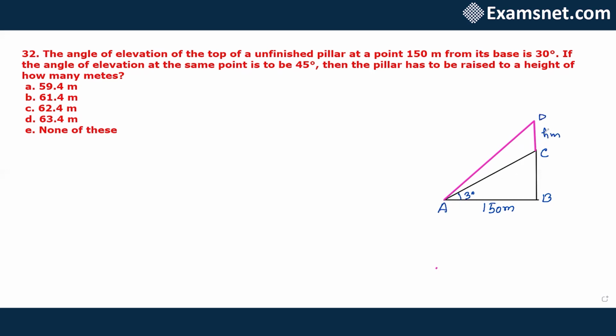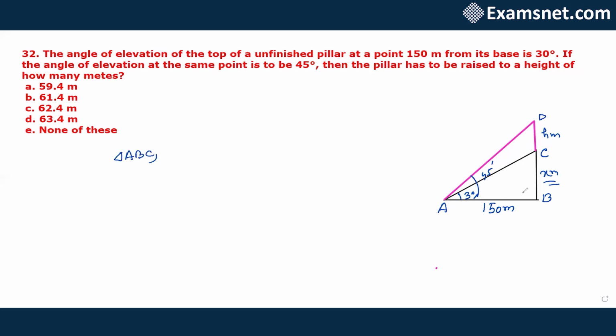That means now the angle of elevation from the point A is 45 degree. The original height of the unfinished pillar, we can assume as x meter. So here we are required to find how many meters of height has to be raised. So we need to find out the value of h. In order to solve this question, first I will consider the triangle ABC.